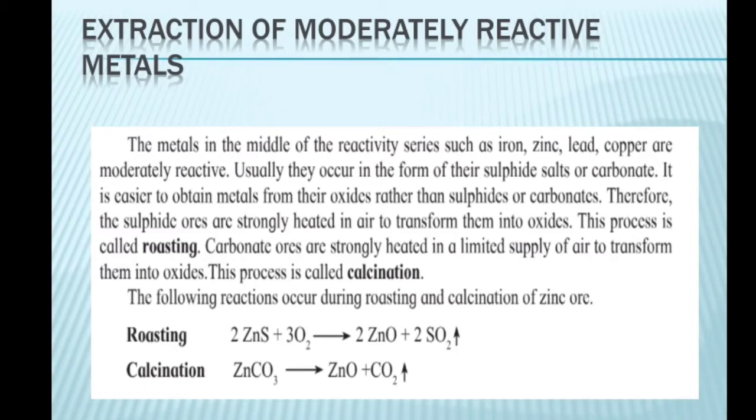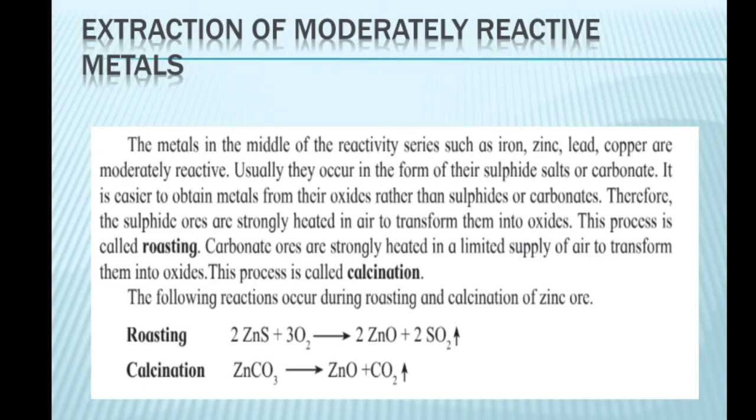In the calcination process, zinc carbonate, that is ZnCO3, giving you ZnO plus carbon dioxide gas is liberated. The zinc oxide so obtained is reduced to zinc by using a suitable reductant such as carbon. ZnO plus carbon giving you zinc plus carbon monoxide gas is liberated.